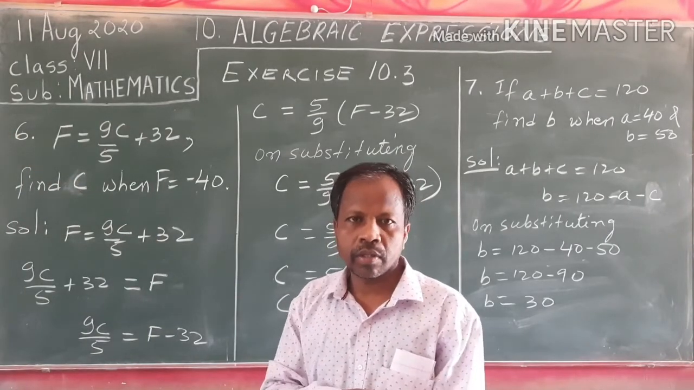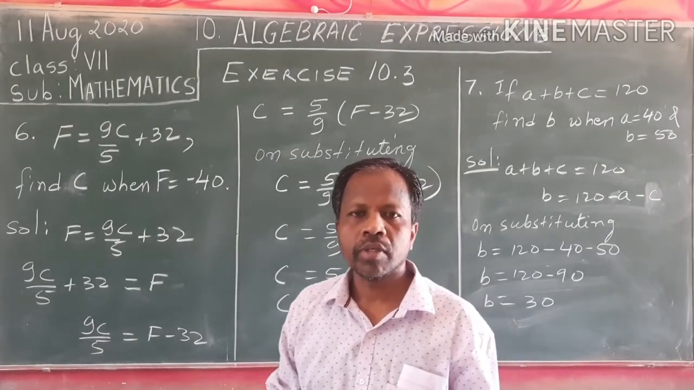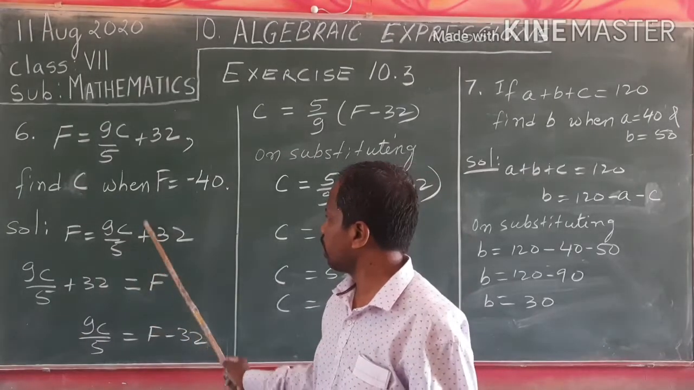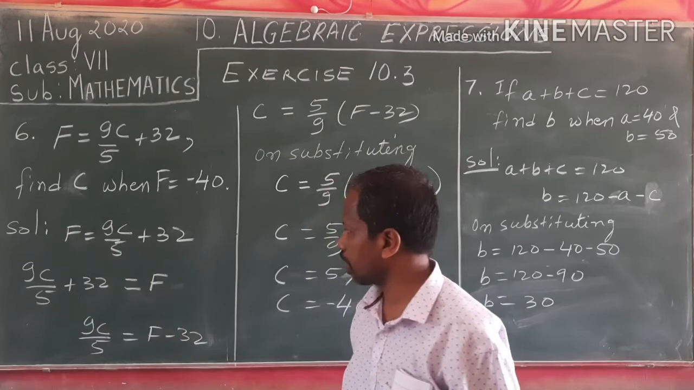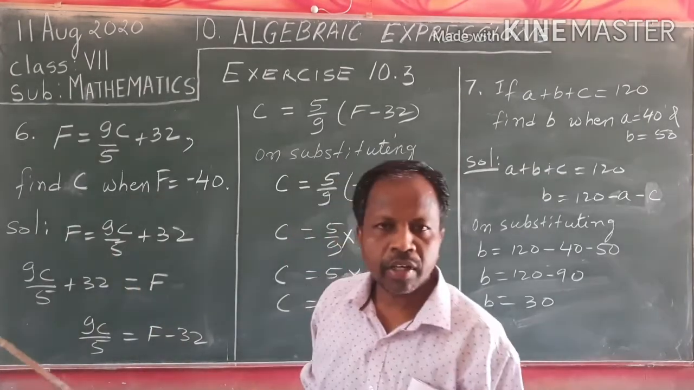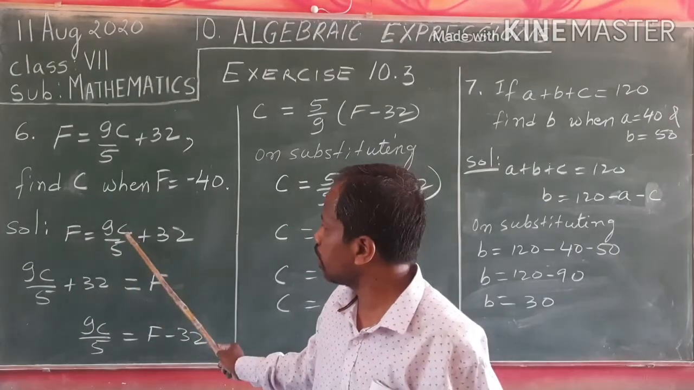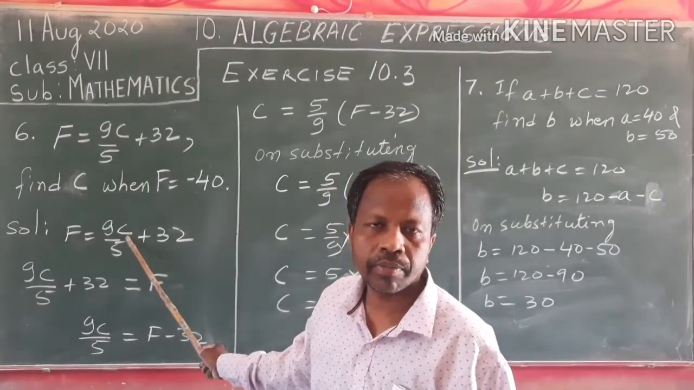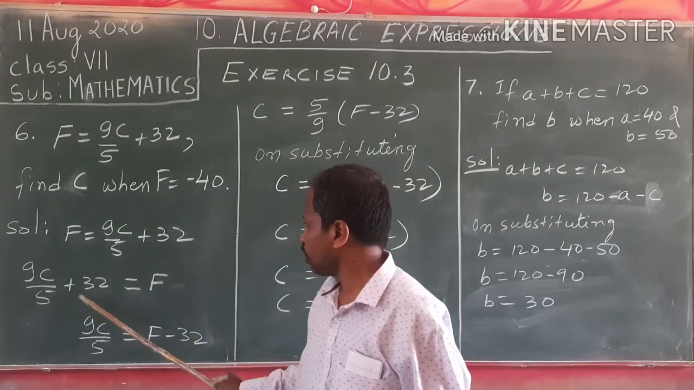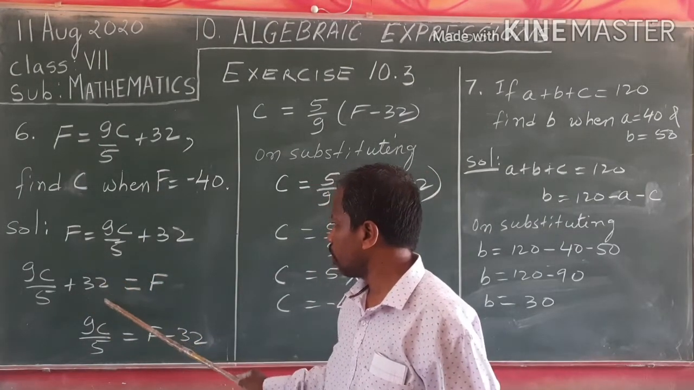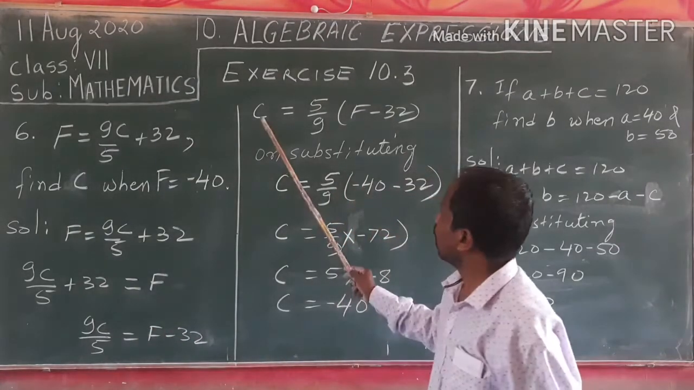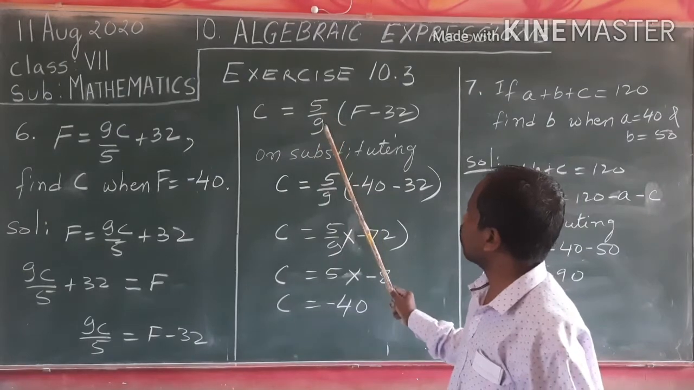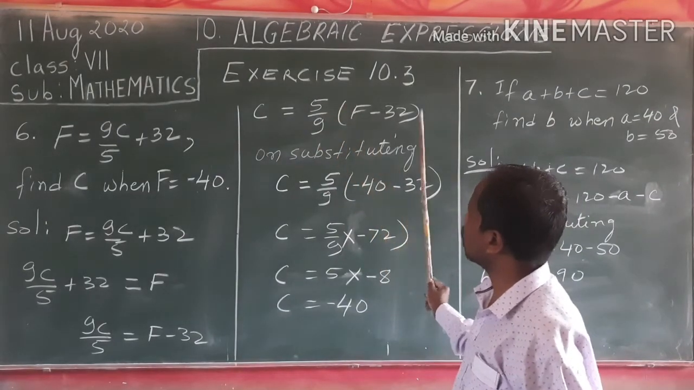When you do this, we don't have to change the sign. So simply what is written on the right hand side is written on the left, and F is written on the right hand side. This I have done so that it is easier to take C. So now 32 on transposing becomes minus 32 here, and C is equal to what? 5 on 9 in the bracket F minus 32.